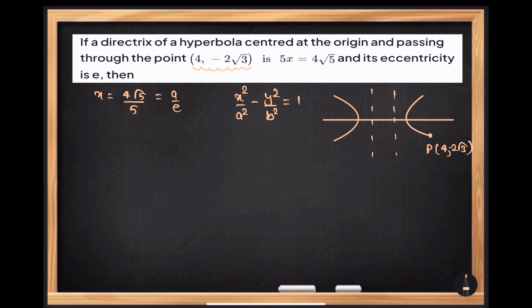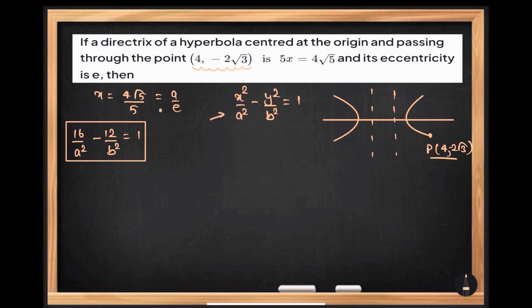Now look at this. Your curve is passing through the point, so it will satisfy this equation. So I'll substitute this point here. We will have 16 by a square minus 12 by b square equals 1. So we got our first relationship, correct?